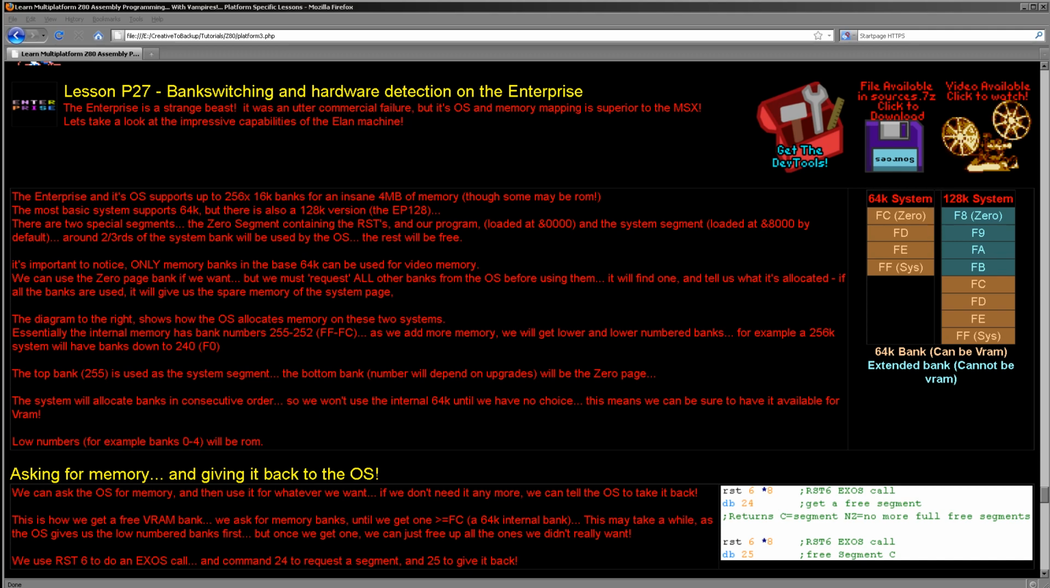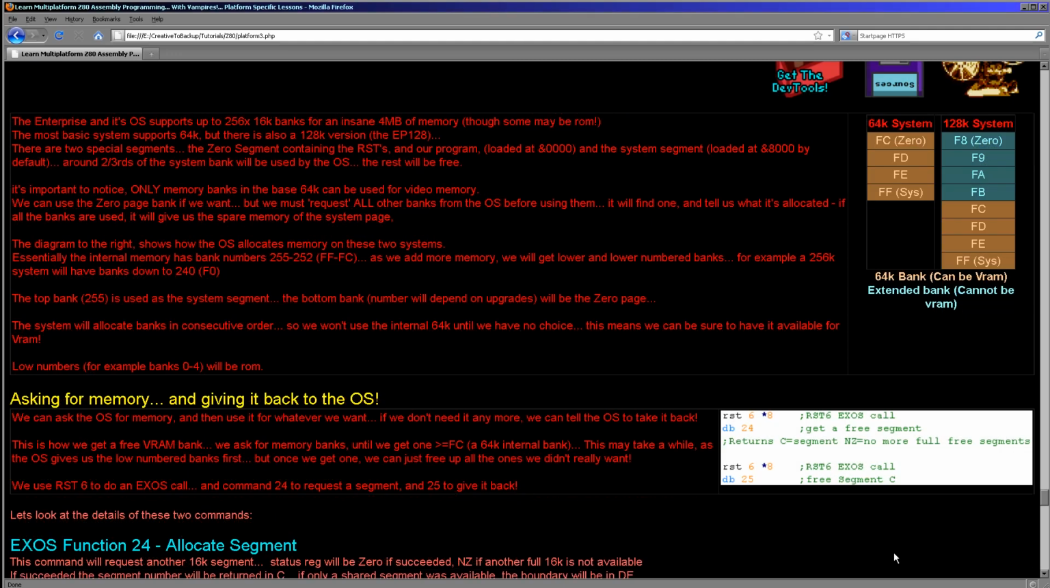So how do we request memory from the system? Now, when we want to call the Enterprise commands, we use RST 6. Now, on VASM, I have to multiply it by 8 to get it to work. Some assemblers would just use RST 6 as a command. WinApe did, but VASM does not. And then following the RST command, or the EXOS command as you sometimes see it, you have to put a byte, and you would put a byte 24 to request memory from the system. And what the system will do is it will attempt to get some memory, and if it succeeds, it will return the segment number, which is these kind of numbers here, in C.